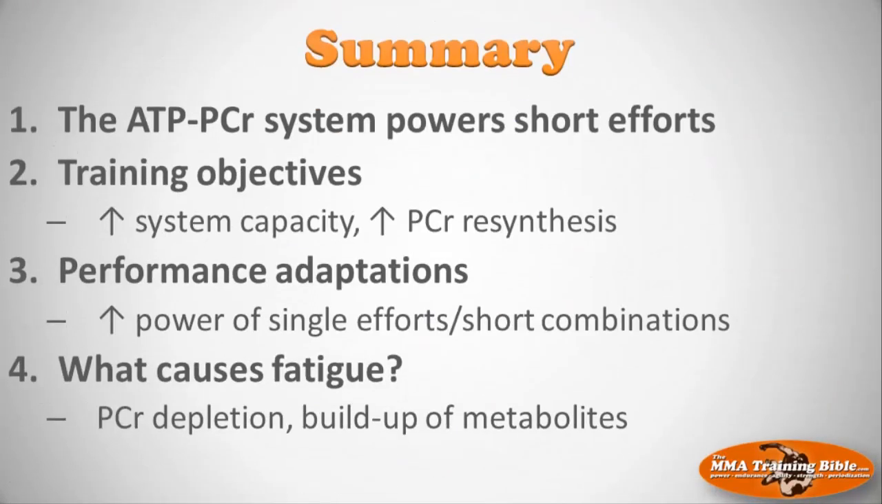All right, let's give you a summary here. Number one, the ATP-PCr system is responsible for powering short efforts. Your training objectives are to increase the system capacity and phosphocreatine resynthesis. In terms of performance adaptations, if you train the system properly, you're going to see improved power of single efforts and short combinations. And what's going to cause fatigue in the system? It's going to be phosphocreatine depletion. It's also going to be a buildup of metabolites.